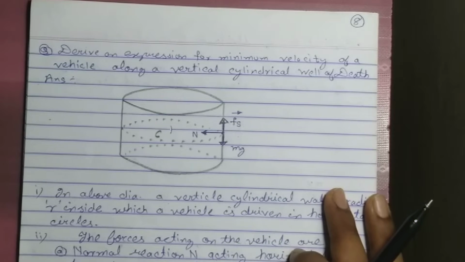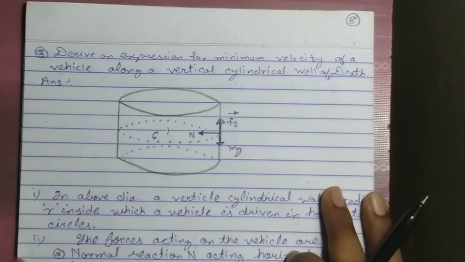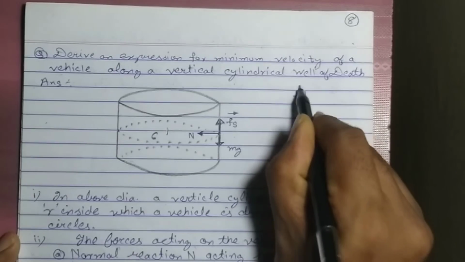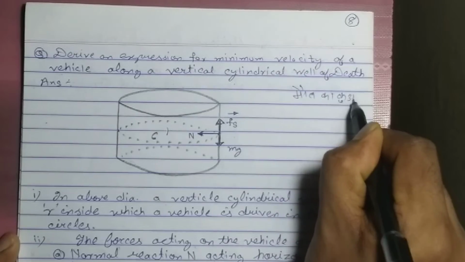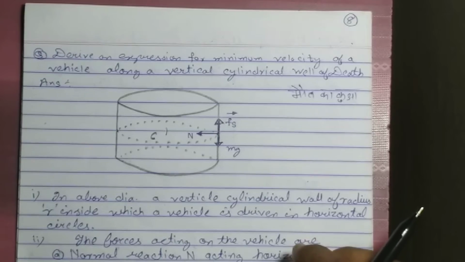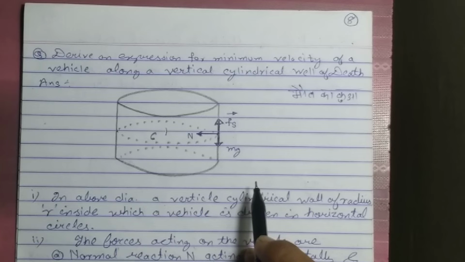Good morning, students. In this lecture, we will derive the minimum velocity along a vertical cylindrical wall of death, that is called मौत का कुआं. Most of the students have seen in Mela, Jatra, fair, that one vehicle is moving along the vertical cylindrical well of death.